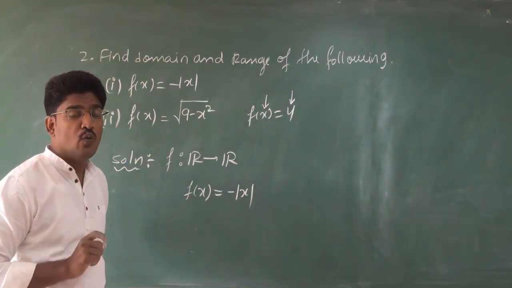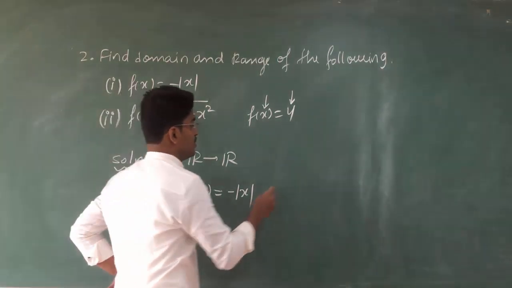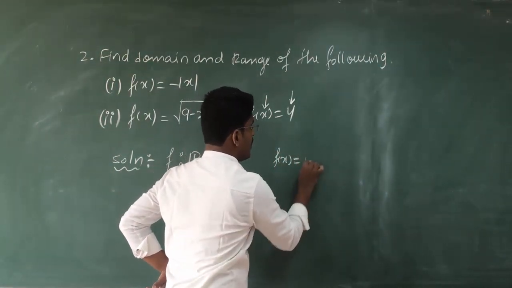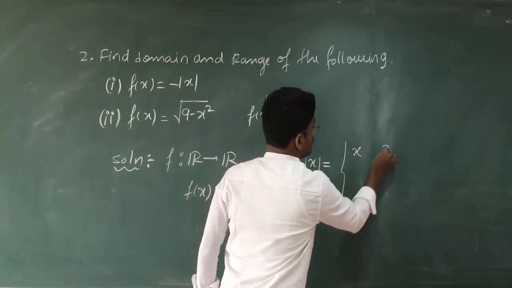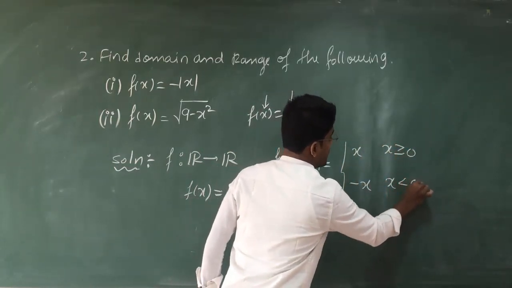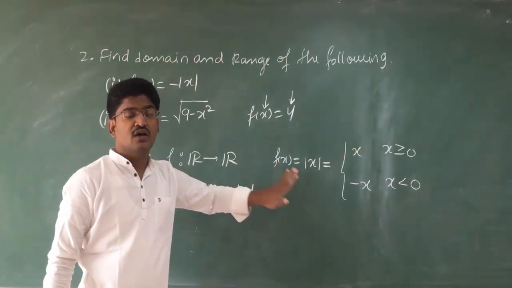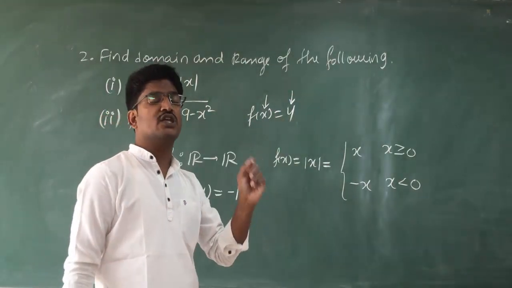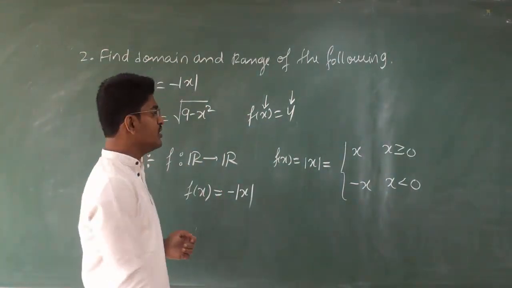As you all know, what is the mod function? f of x is equal to mod x, that is equal to x whenever x is greater than or equal to 0, and minus x whenever x is lesser than 0. This is the mod function, right? I think we have already discussed this in some important functions and their graphs.